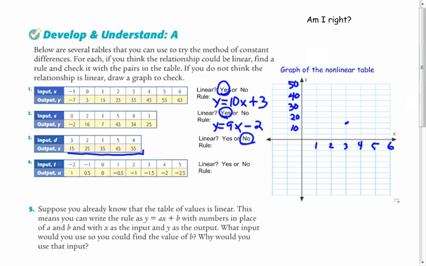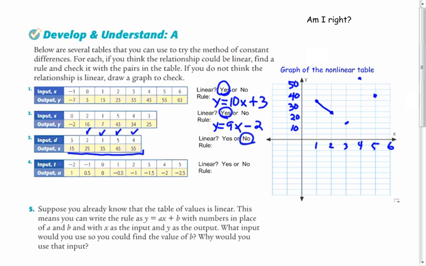2, 25, so I'm doing these points here, 1, 35. Boy, so far they look like they're lining up really nice. 5, 45. Ooh, that one's a problem. And 4, 55. That's like way up here.